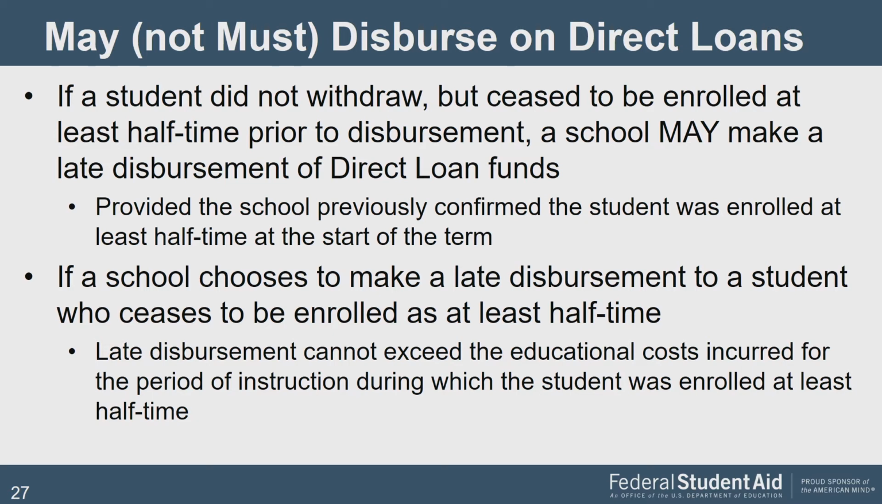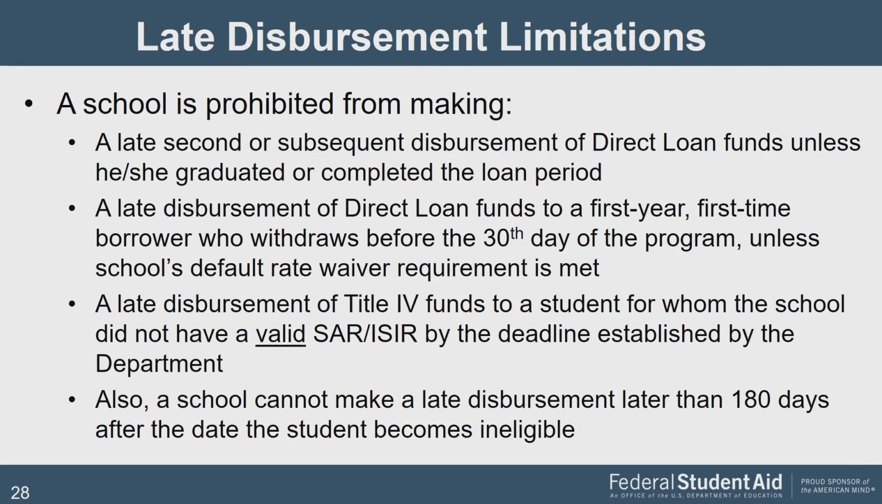And if you choose to make a late disbursement to a student who has ceased to be enrolled at least half-time, it cannot exceed the educational costs. Okay, they cannot be paid for anything more than that. You are absolutely, positively prohibited from making late disbursements of second or subsequent Direct Loan funds unless that student has graduated or completed that loan period. You cannot pay a late disbursement to a first-year, first-time borrower who withdraws before that 30-day restriction that I talked about earlier.